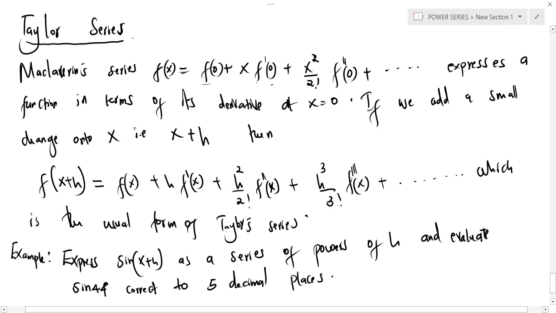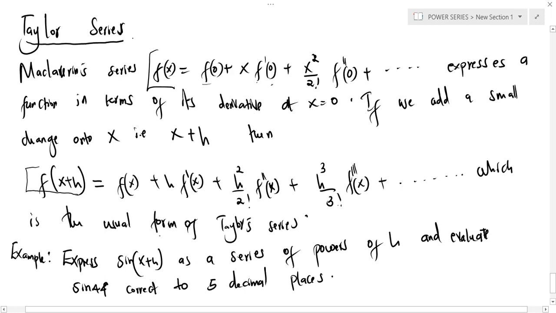Now if we add some small h onto the x, then we would have f of x plus h being expressed as f of x plus h f prime of x, and this is basically the usual form of Taylor series. If you look at this and this side by side, they are actually quite similar, and Maclaurin series is basically just a special type of the Taylor series.